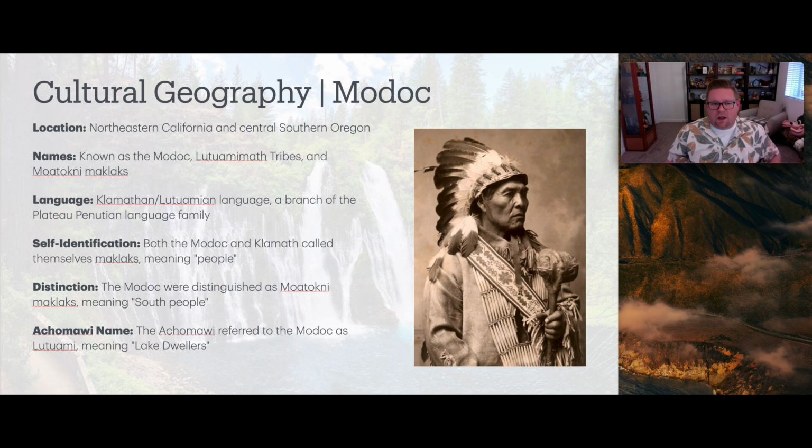So I wrote here that they're known as the Modoc. There were several other tribes, but Modoc was the most prominent in the group. I included elements of their language, self-identification, and distinctions. Maklak is a word that they used to describe the term people. But again, people were present in this area. Because of the volcanics, there was also a lot more pumice and obsidian available, which is great because not all parts of California have access to that.